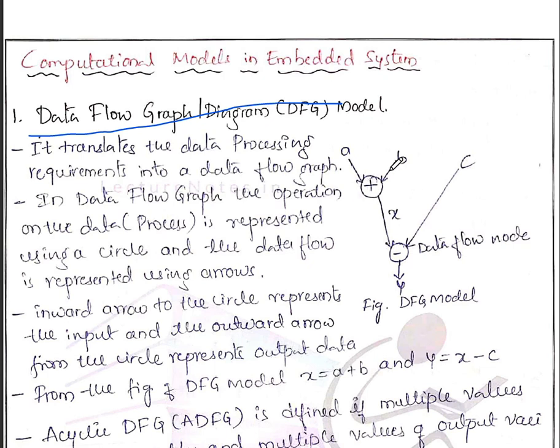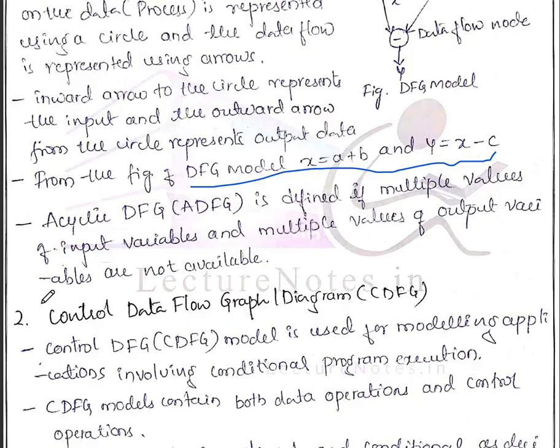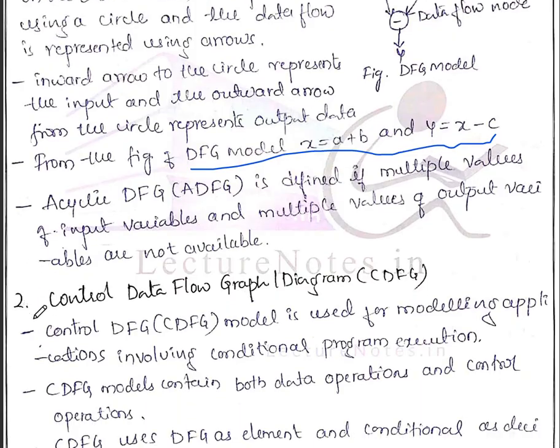The process is represented as circle, and the inward arrow of the circle represents the input, and the outward arrow from the circle represents the output data. And DFG model is represented by equation also, x is equal to a plus b and y is equal to x minus c. And the next model would be control data flow graph or diagram or CDFG.